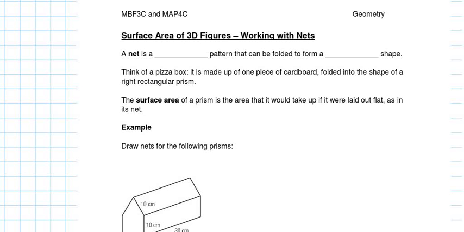Okay? So when you're looking at surface area, usually you're looking at how much material you need to build something. Let's say you're wrapping a box, wrapping a present. You need the surface area, which means how much area you need to cover that box with wrapping paper.